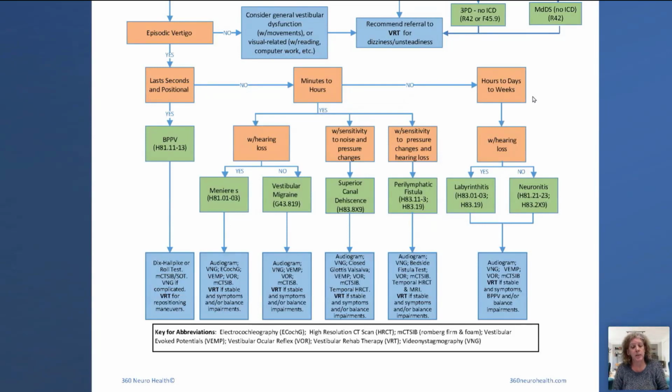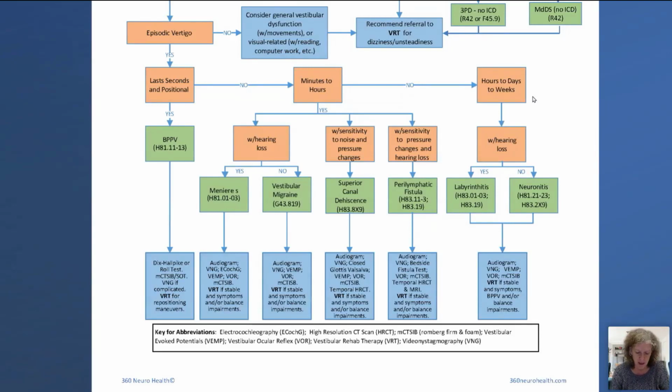Now, when I look at this algorithm, every time I talk about it, I think about what it's missing. We know ischemic events can mimic labyrinthitis and neuronitis. So ideally, this algorithm would also, with the acute onset of vertigo, be recommending the HINTS test. So we see these terms used interchangeably.